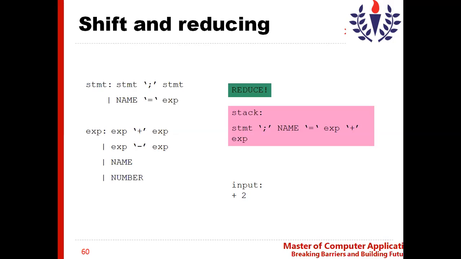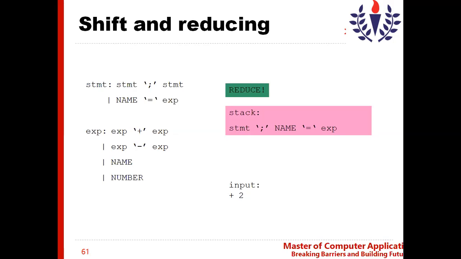So before moving to the next input, in the stack you can see EXP plus EXP. So that is matching with the second grammar. In the right hand side you can see that EXP plus EXP will be replaced by EXP. So again reduce happens so that you'll be getting name equal to EXP. So the next input would be plus.